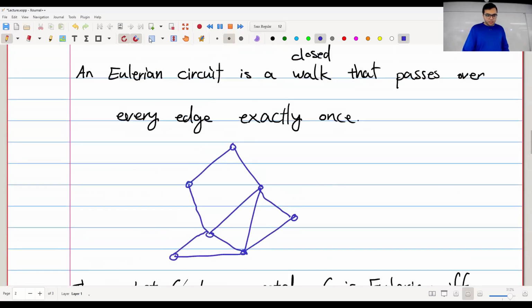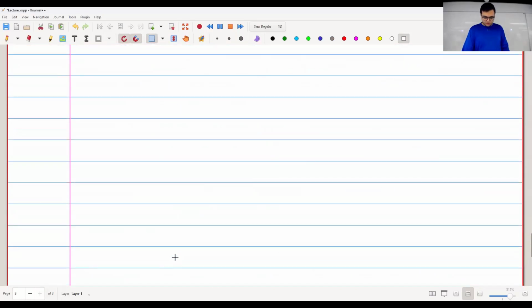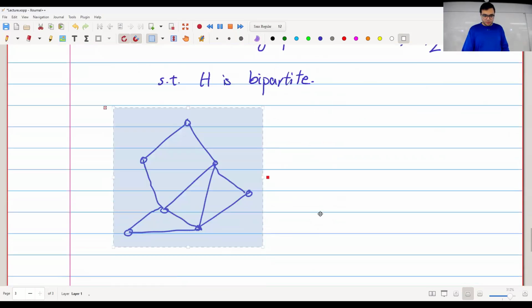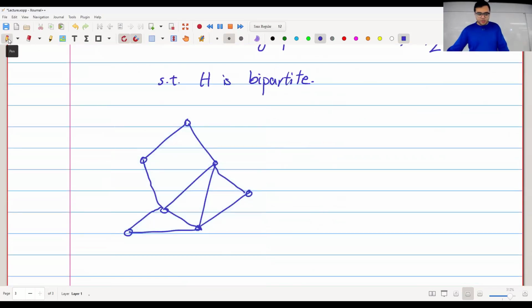Let's do it on this example. Let's say this is my graph G. How many edges do I have here? So 1, 2, 3, 4, 5, 6, 7, 8, 9, 10. I'm saying that there is definitely a subgraph here with at least 5 edges that is also bipartite. Or another way of looking at it is that I can erase at most 5 of the edges to make my graph bipartite.